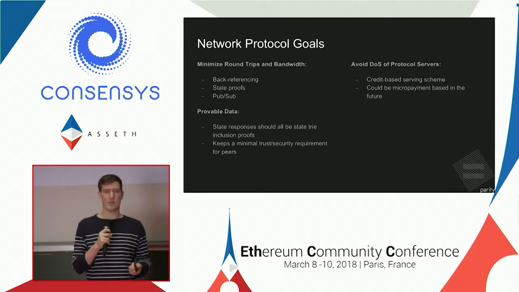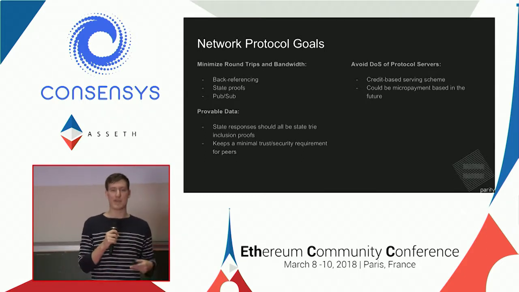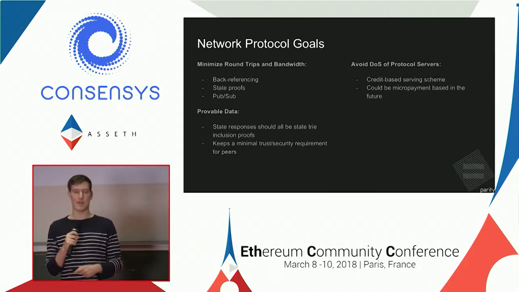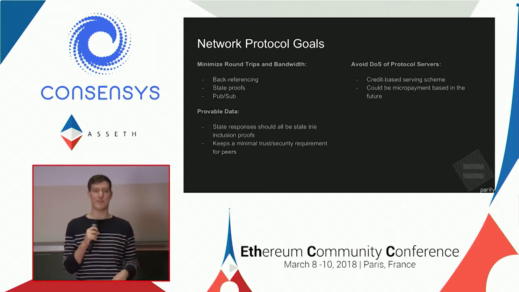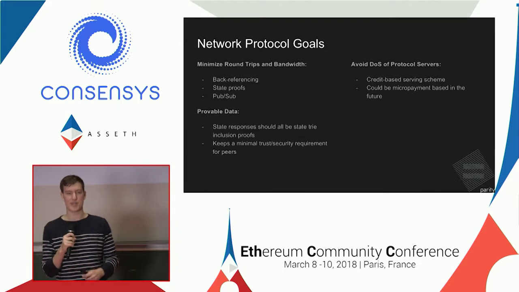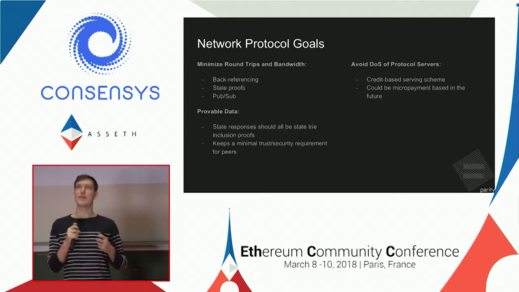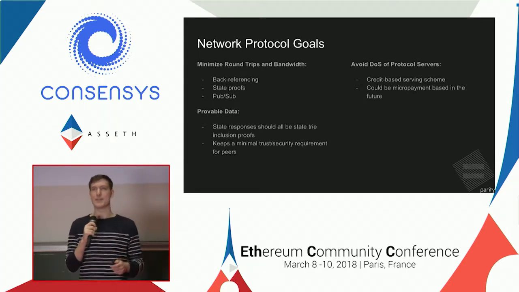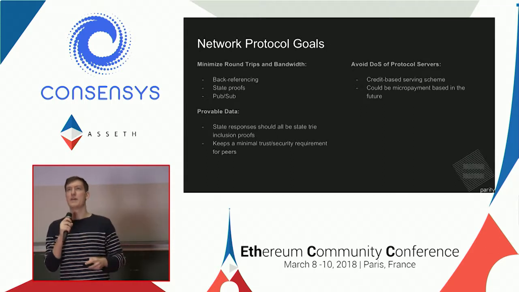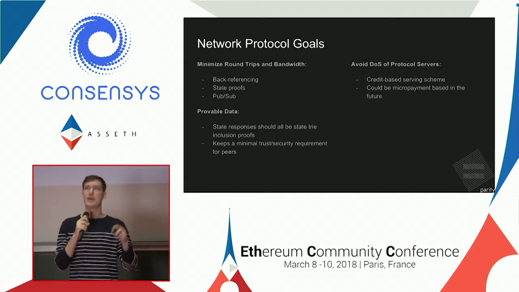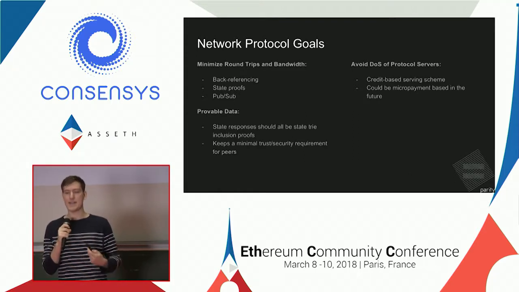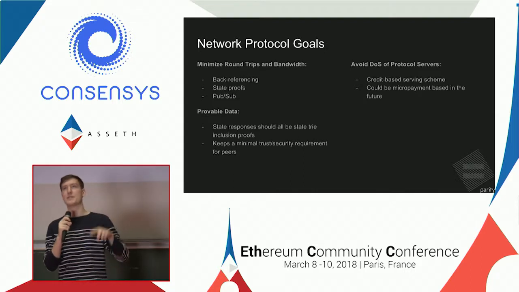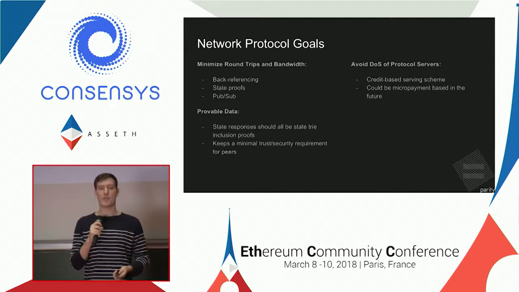So we have a goal when we're designing our network protocol. So the first goal is to minimize the round trips and bandwidth. So we have a few core pieces, one of which is back referencing, the second of which is to check state proofs, and the third of which is a pub-sub network protocol. And the goals are really to leverage that security assumption of the Ethereum chain as highly as possible. So we've checked the consensus, and that means that we trust some block header hash. This block header contains a state tree root, and we want to say that any state data that we read from the chain can be provably connected to this state tree root. So we design all of our requests around this provable data.